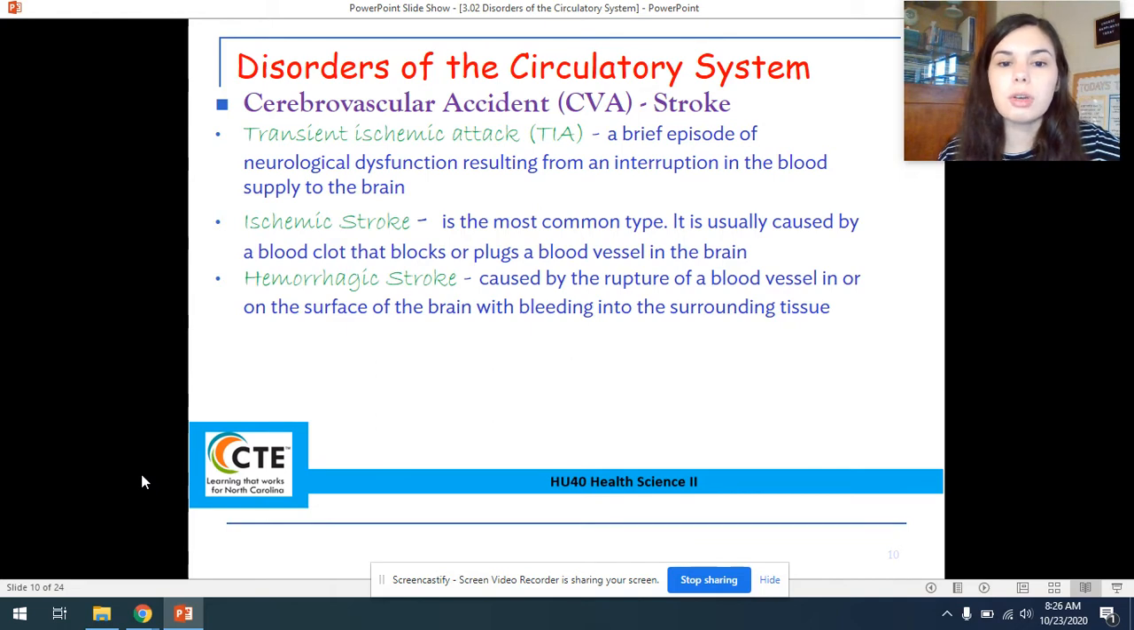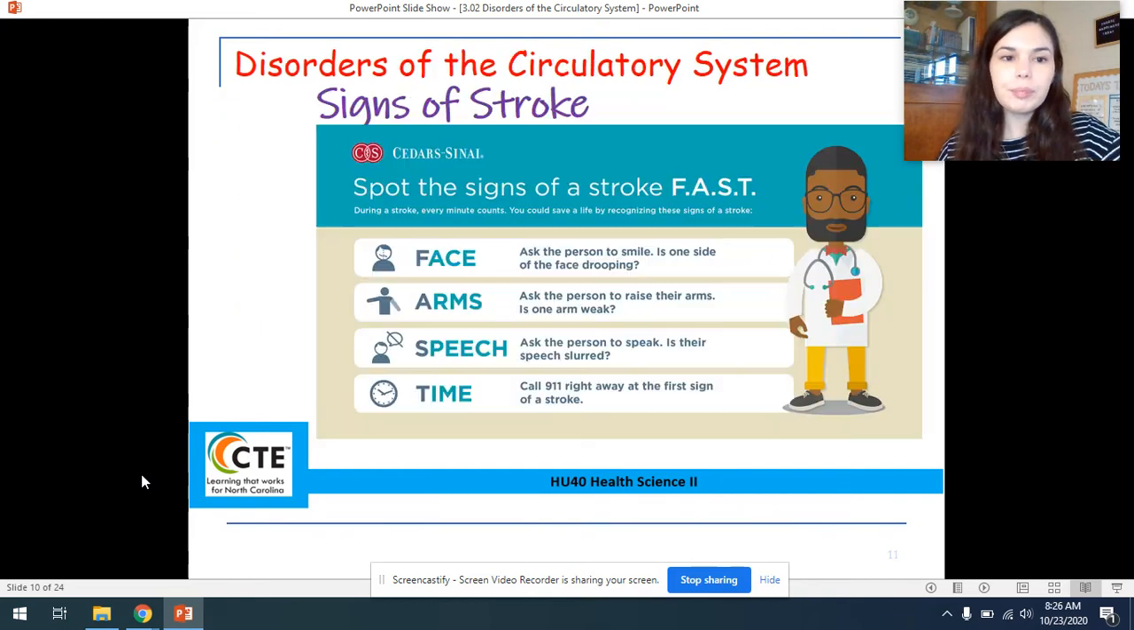A hemorrhagic stroke is caused by the rupture of a blood vessel in or on the surface of the brain, and then it starts to bleed into the surrounding tissue. So hemorrhagic is specifically when a blood vessel in the brain ruptures. It's not really a blockage, it's an actual rupture. This is also sometimes referred to as a brain bleed.